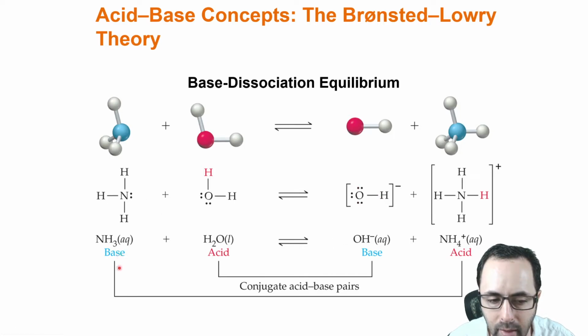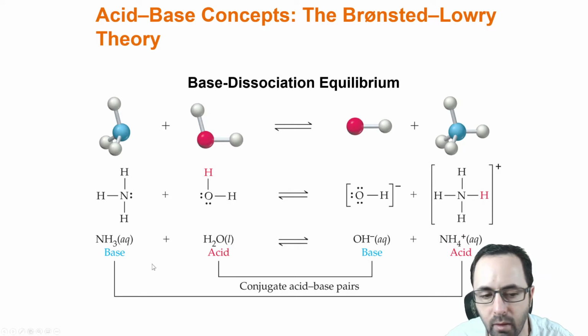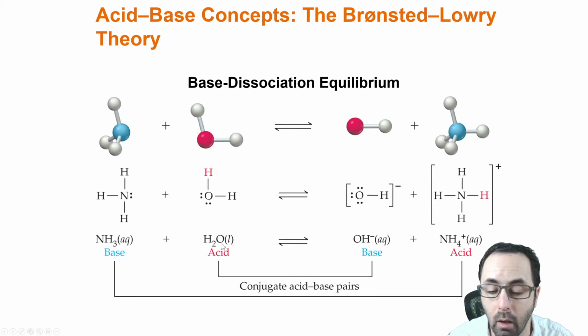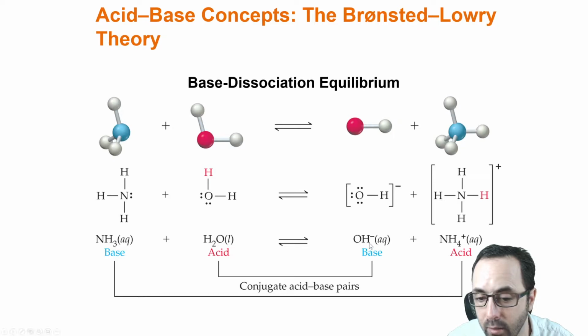So here again, the base is accepting a proton. Its conjugate acid is what you have after it has accepted one H plus. So you can see there's one more H, and the charge is up by 1 unit from 0 up to positive 1. The water has behaved as an acid in this case. And so the water has given up a proton. That's why it's the acid. And when it gives up the proton, it now has one less H, and the charge is down by 1 unit. So this is the conjugate base of water, hydroxide.